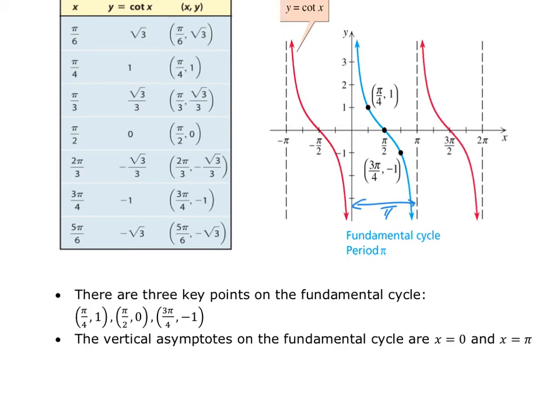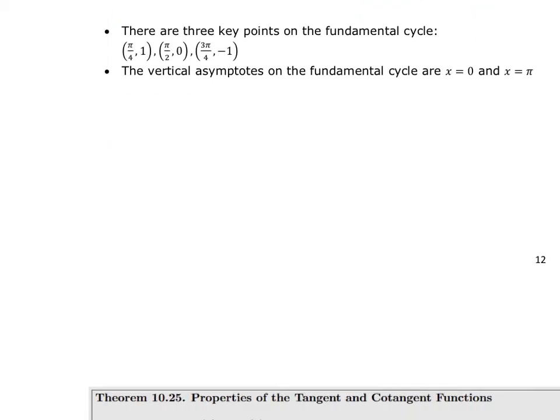The period is how far you travel from beginning to end of your cycle. It doesn't have to start at 0. How are we doing? Doing cool? Cool? All right.